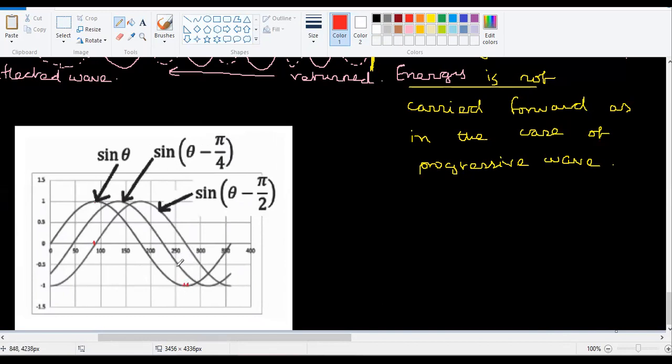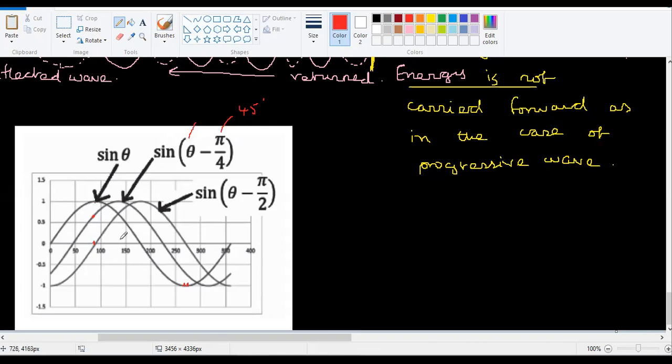So this point. But suppose if I do theta minus pi by 4, what does that mean? Pi by 4 is nothing but 45 degrees. So 90 minus 45 in this particular location, I'll be getting 45. So sine 45 is somewhere around 1 by root 2, which is around this value, 0.7.